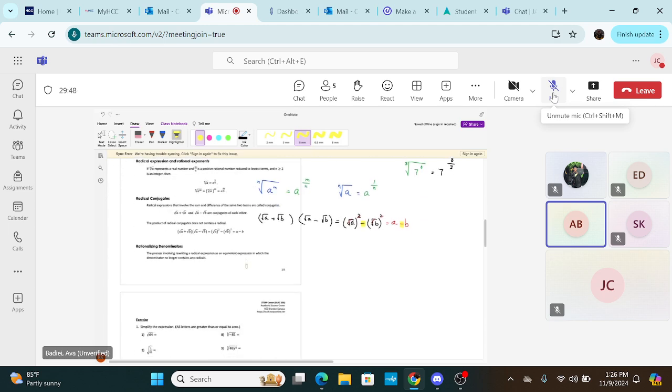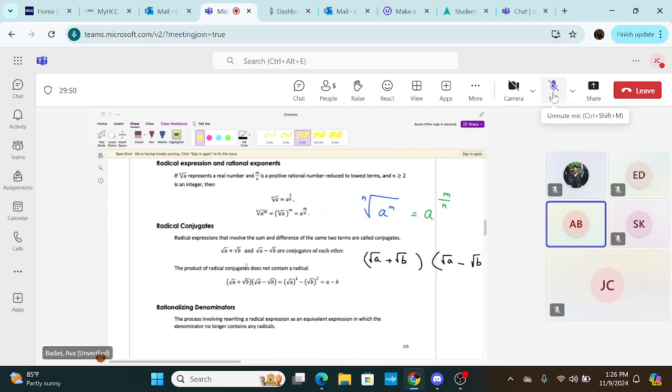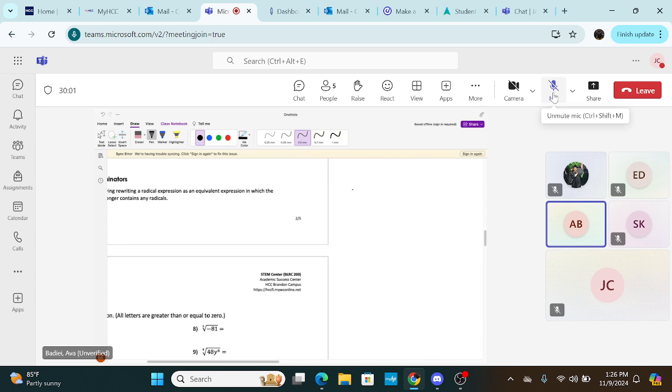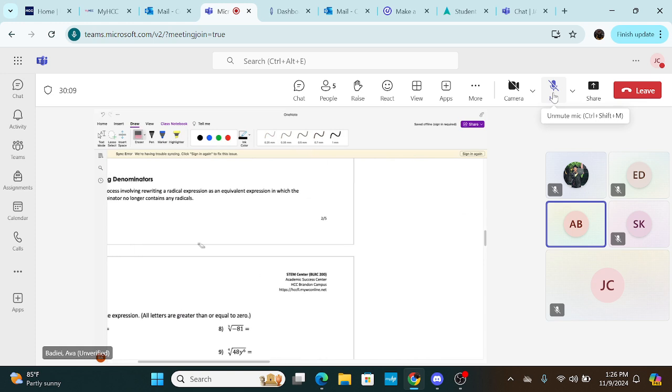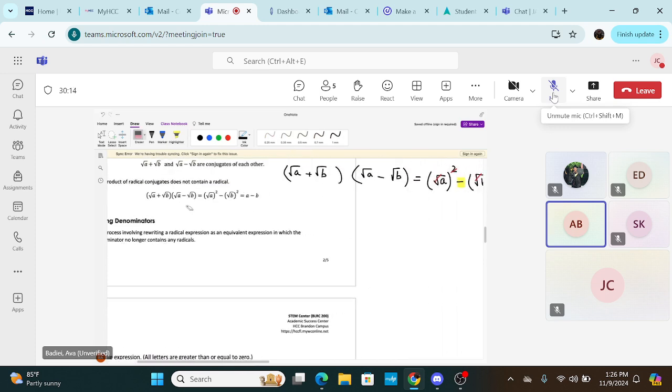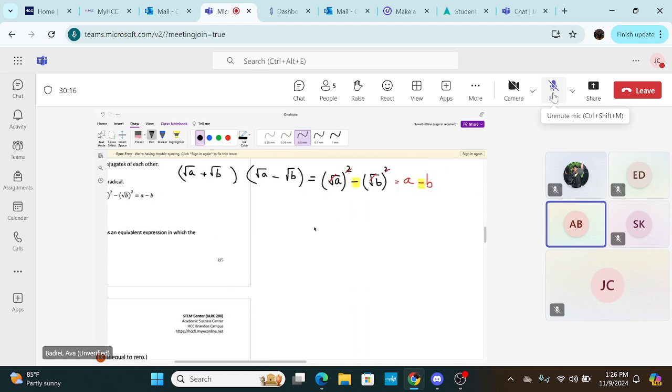All right. So for rationalizing denominators, this is the last part of it. Rationalizing happens when you have radicals in the denominator. So when we have a radical in the denominator, normally we try to get rid of it. And there are different ways that we can do this. In this case, let's talk about just square roots.